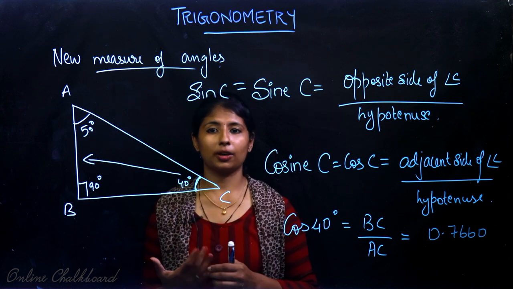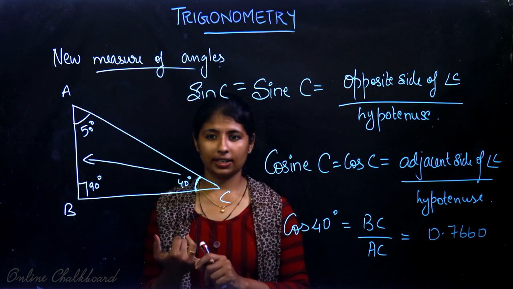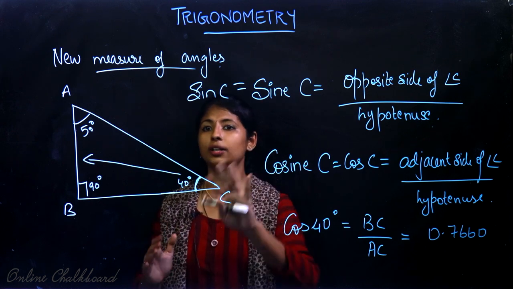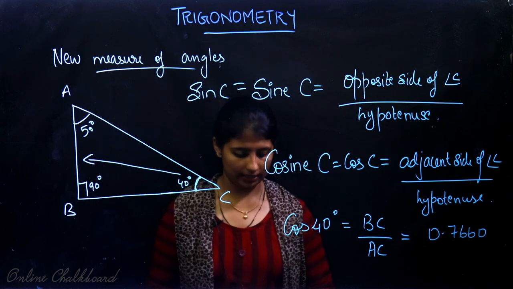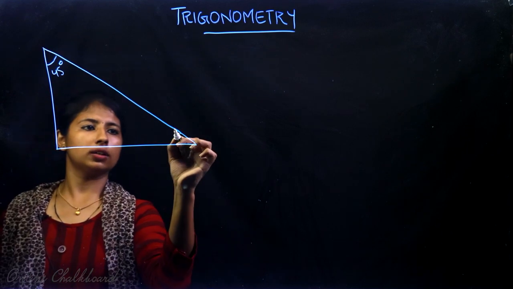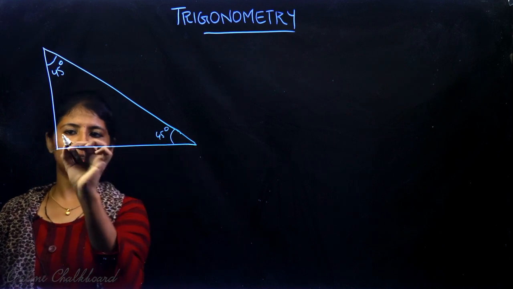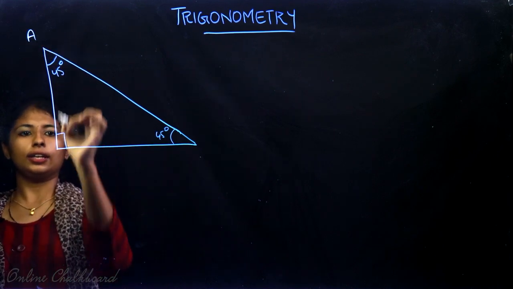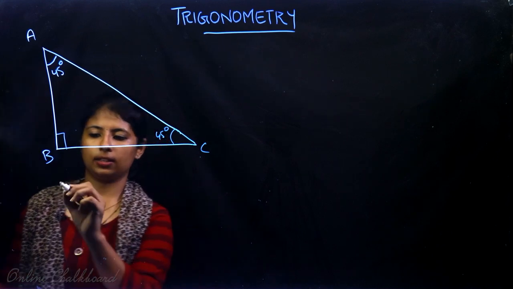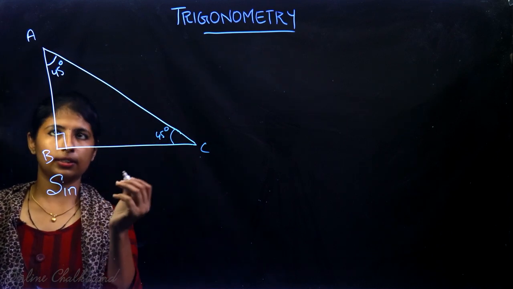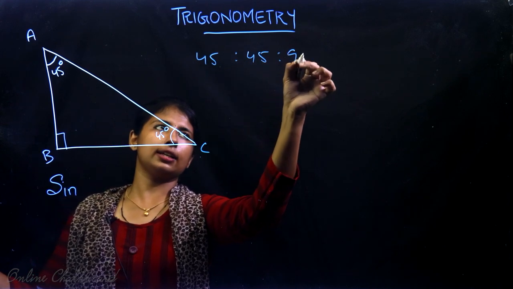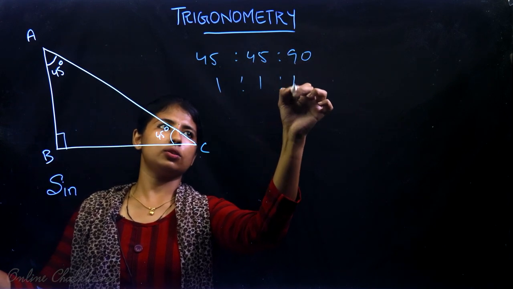These values are the same. We will see the triangles for 45 degree, 30 degree and 60 degree, and we will see the sine and cos. That is the triangle. 45 degree, 45 degree, 90 degree. This is A, B, C. For 45 to 45 to 90, the ratio of the sides is 1 is to 1 is to root 2.